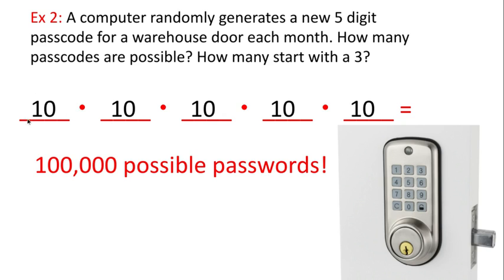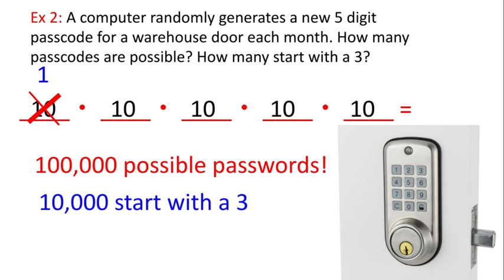Well, I'm only changing the first number. It says how many start with a 3. And I'm changing that first number to 1 option because I'm asking for the first number has to be a 3. There's no choices there. But every other number, I still have 10 choices to choose from. If I do that multiplication times 10, I have 10,000 different passcodes that start with a 3.